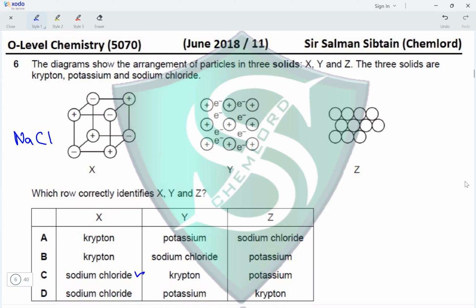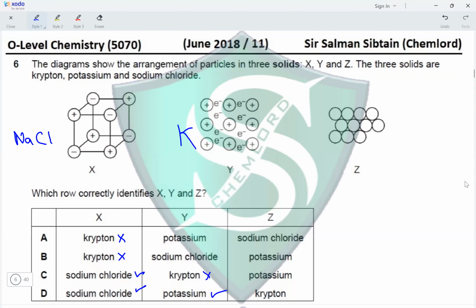So options C and D contain NaCl. Options A and B have been eliminated. Okay, structure Y has positive charges and electrons between them. So this is basically the structure of a metal, which has an array of positive charges and a sea of delocalized electrons. And the only metal out of the three solids we have is potassium. So Y has to be potassium and not krypton.